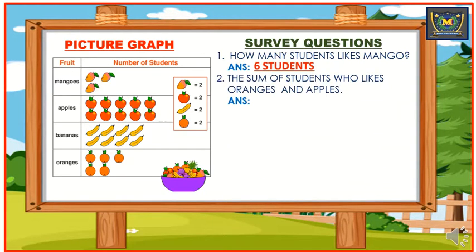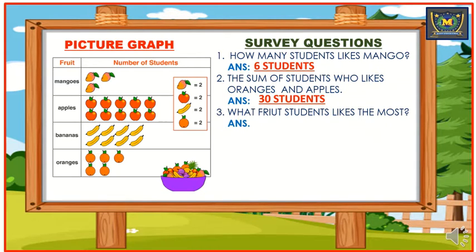Okay, let's have the second question. The sum of students who like the oranges and apples. In here, dali ra nato siya maansiran kay ato ra siyang i-add kung pila ang mga bata na ganahan sa oranges and apples. In orange, we have here 5 oranges, and in apples, we have here 10 apples. Since 5 plus 10 is equal to 15, and ang count ana nila is tag 2, we have to add 15 2 times. So 15 plus 15 is equal to 30 students. Okay?